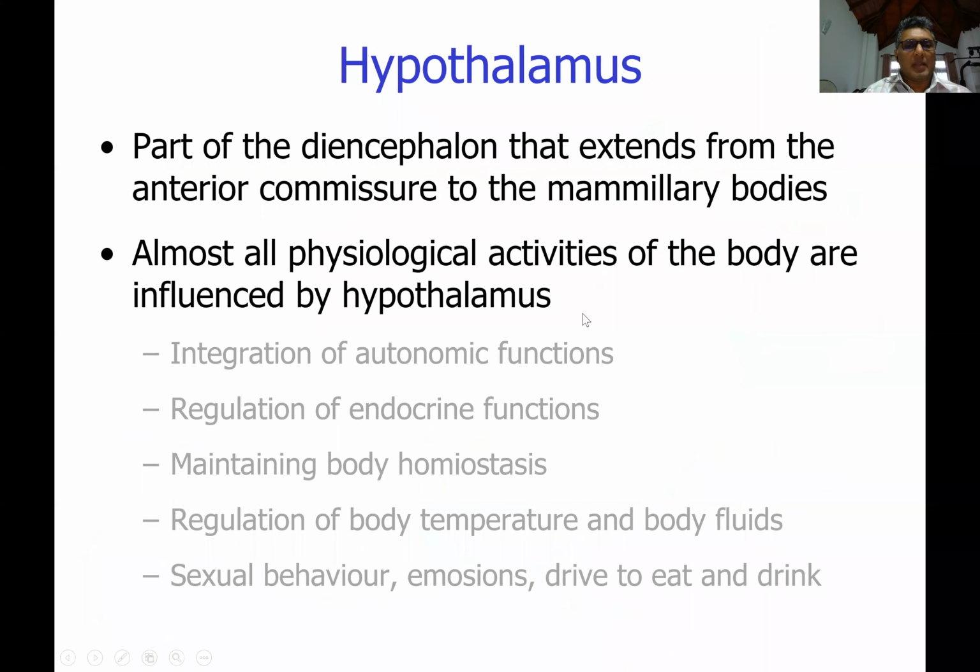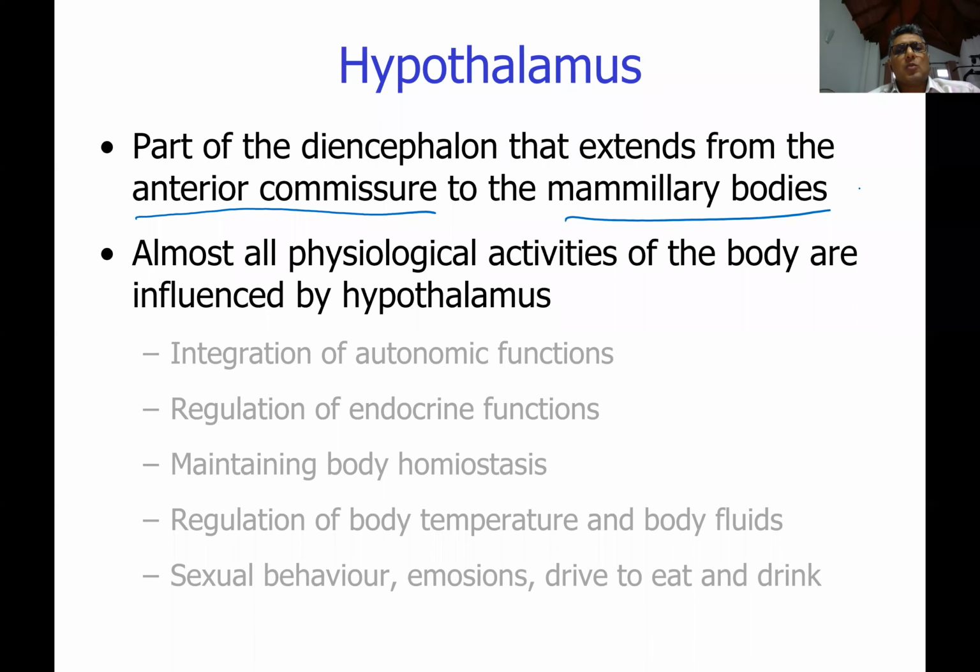Then about the hypothalamus. That is the other part of the diencephalon. I told you it extends from the anterior commissure to the mammillary bodies, in front to back. Almost all physiological activities of the body are influenced by the hypothalamus. So you will learn these things. You have learned some of these things already.